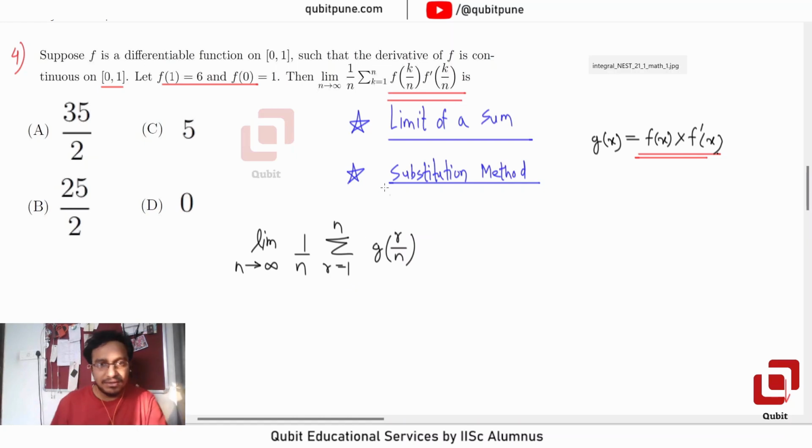So everyone agrees with this? This will be integral 0 to 1 g(x) dx. Please raise your hands if you understand it. And if you don't understand it, please ask me, I'll explain it once again. So how you assume f(x) and f'(x) is g(x), right? I didn't assume it, I put it. There's no need to assume anything there.